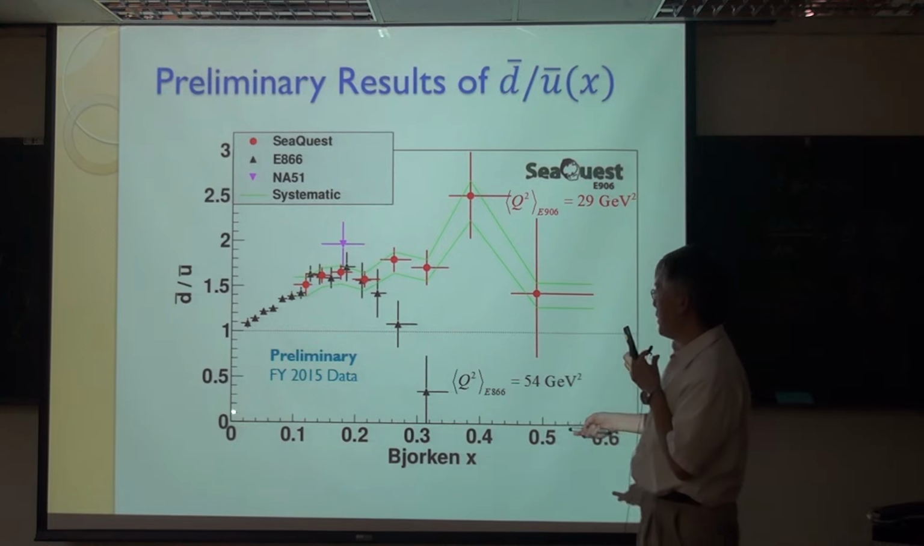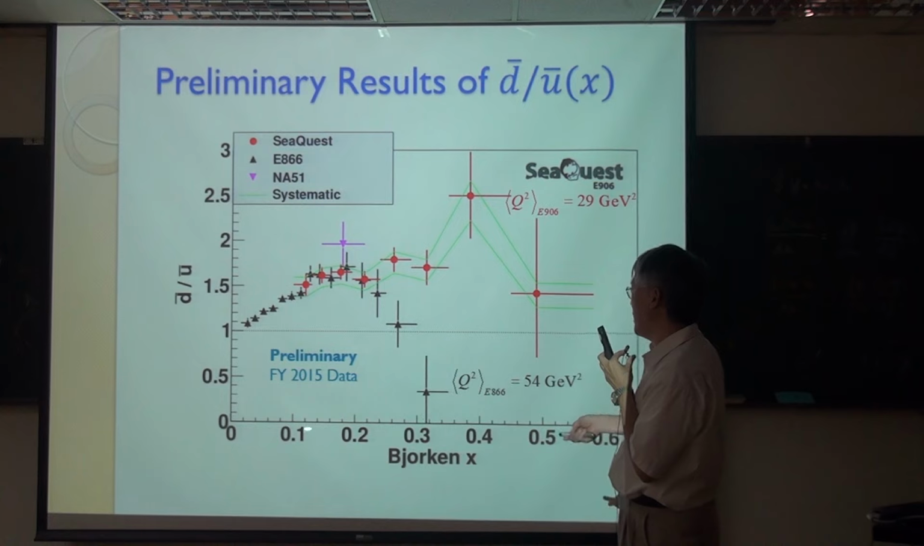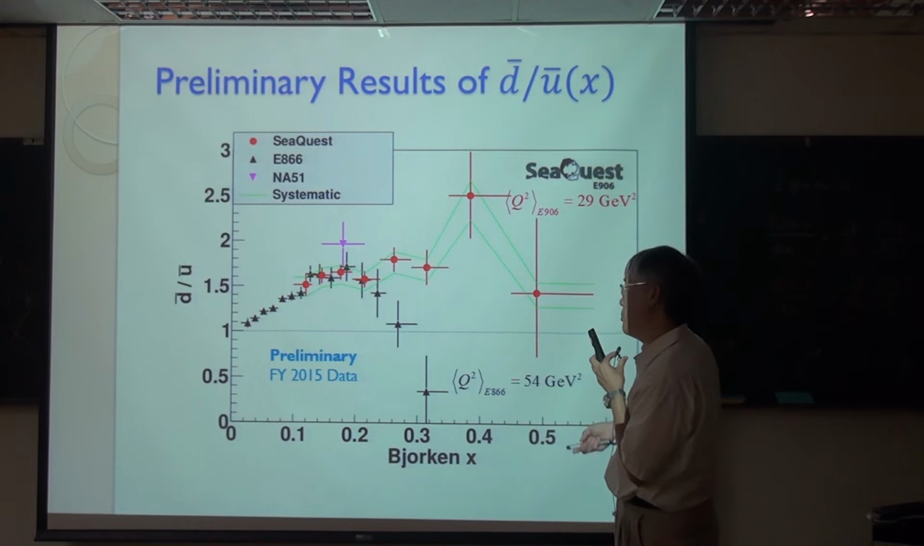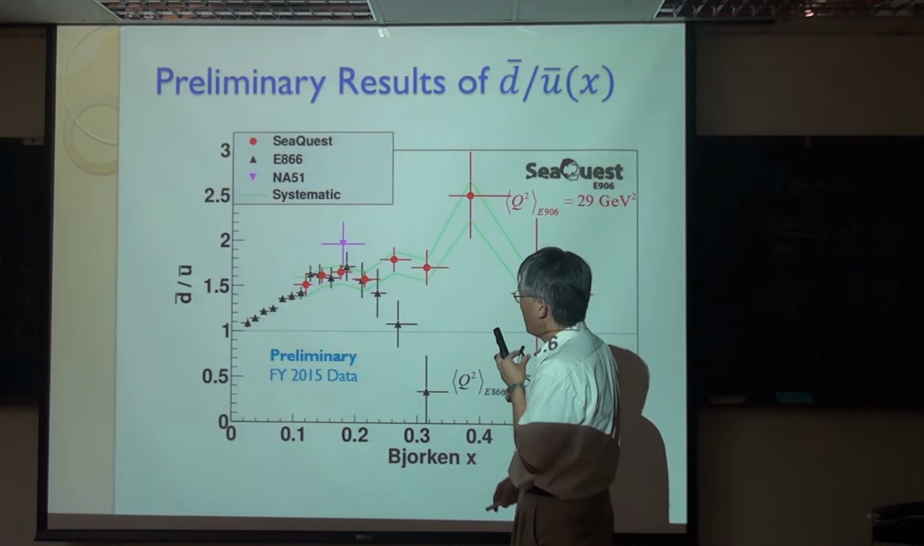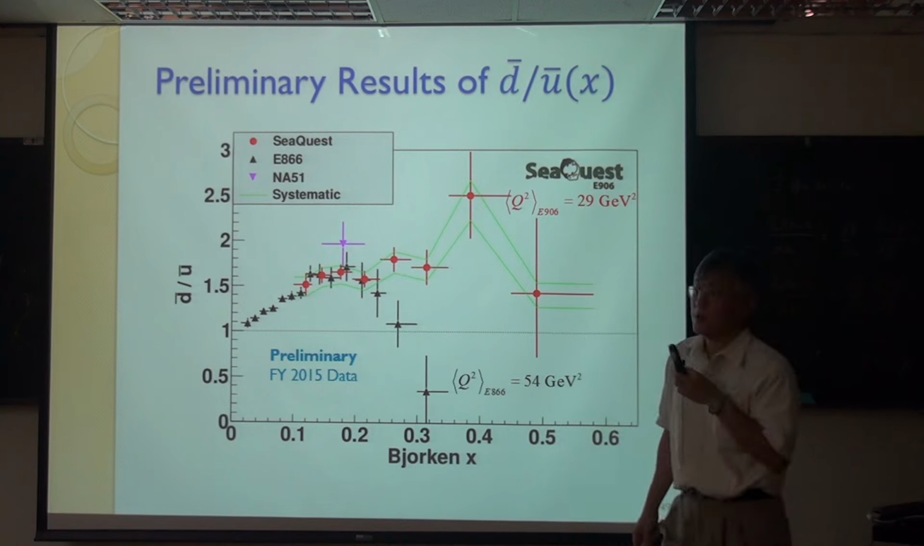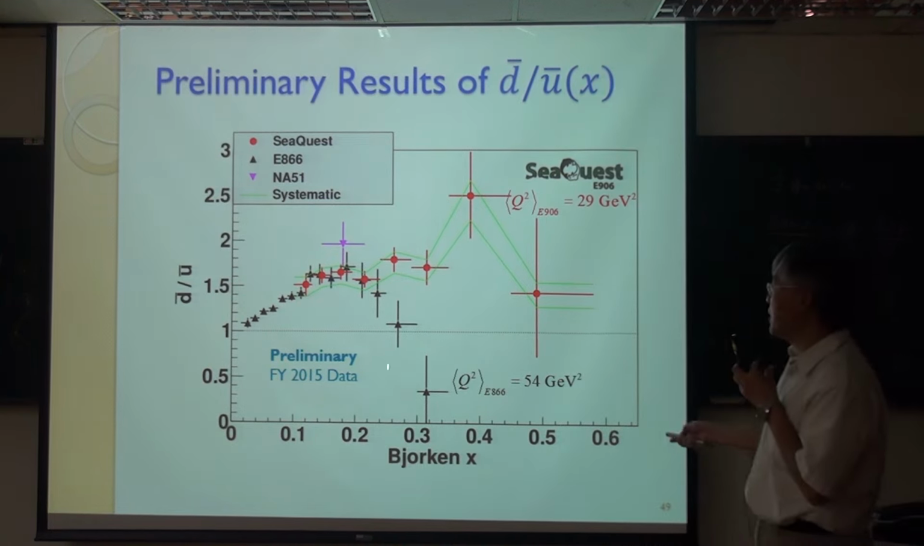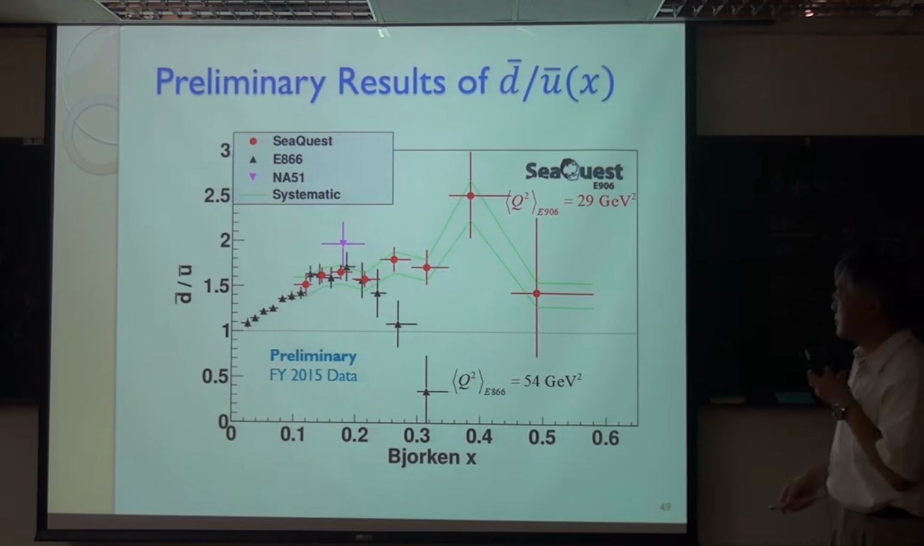Not showing here, but they are actually not that large. If I remember, they are more or less like this, at most 0.1, 0.1, 0.2. But not including the error bar here.